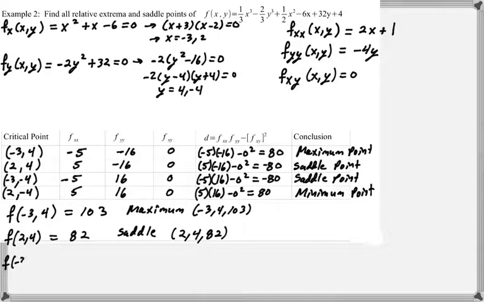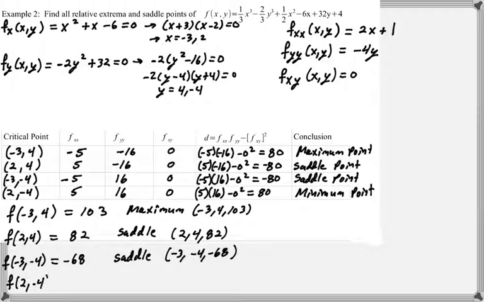F of -3 and -4 will be -68. That's also a saddle at -3, -4, and -68. And finally, f of 2, -4 is going to be -89, and that's going to be the location of a minimum at 2, -4, and -89.